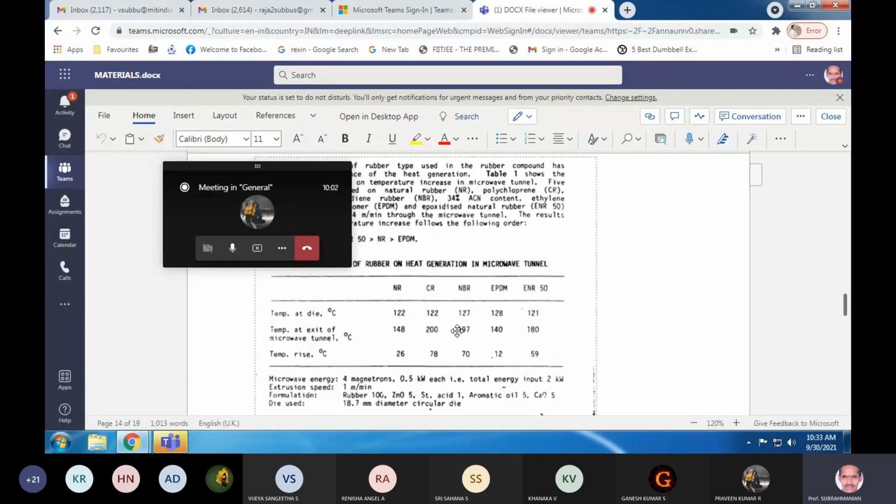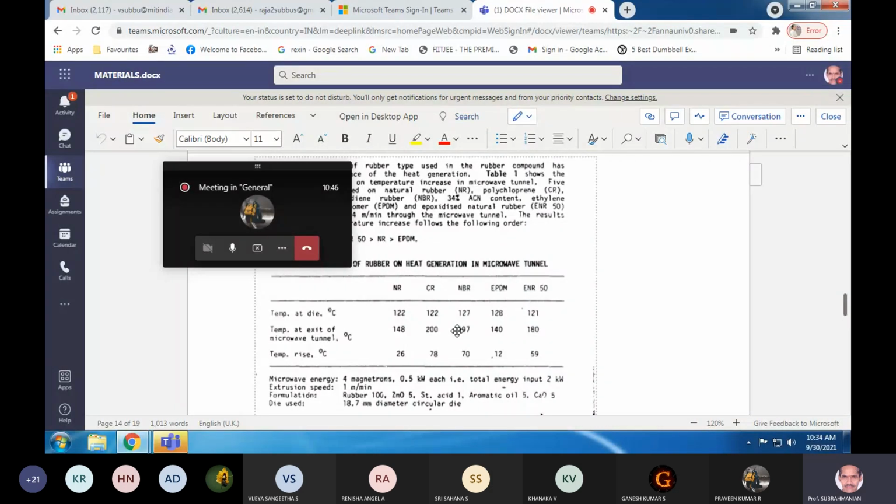Friends, last class we looked at the role of the functionality of the base polymer in microwave continuous vulcanization. Microwave is perhaps the only technique that allows dipole-dipole collision, and thereby heat is generated internally, otherwise known as volumetric heating.